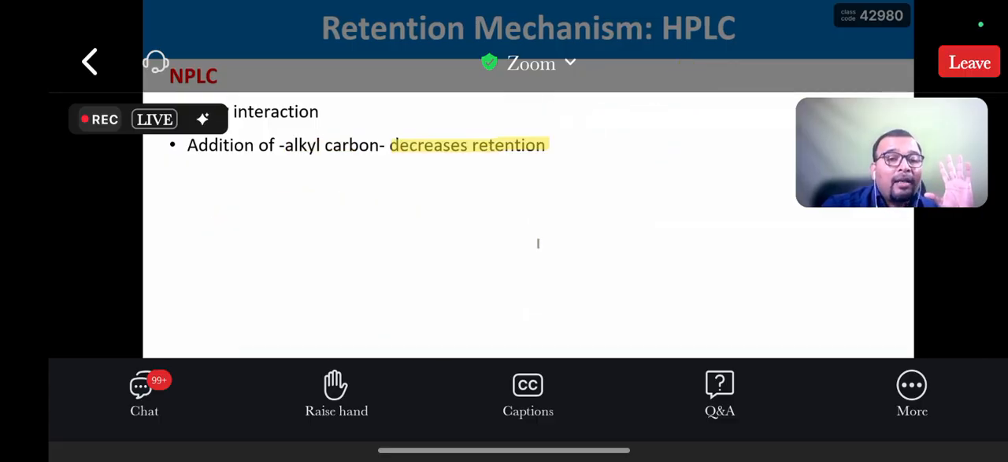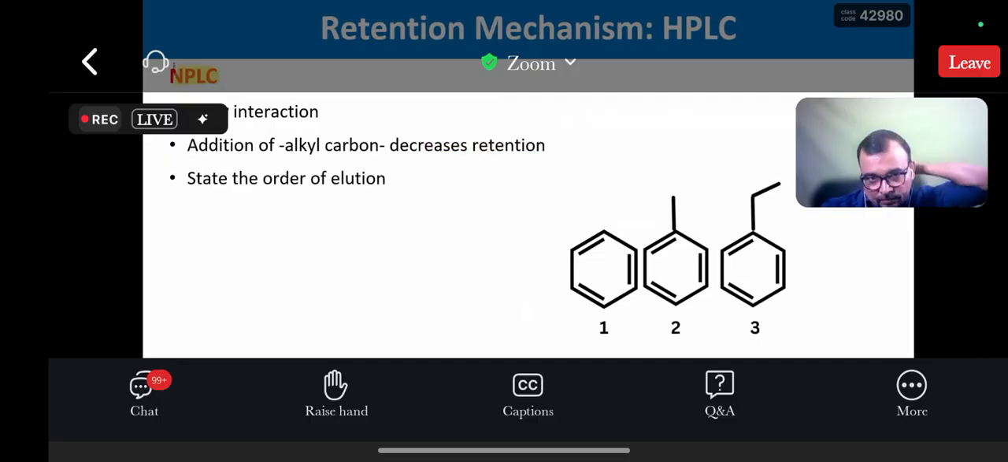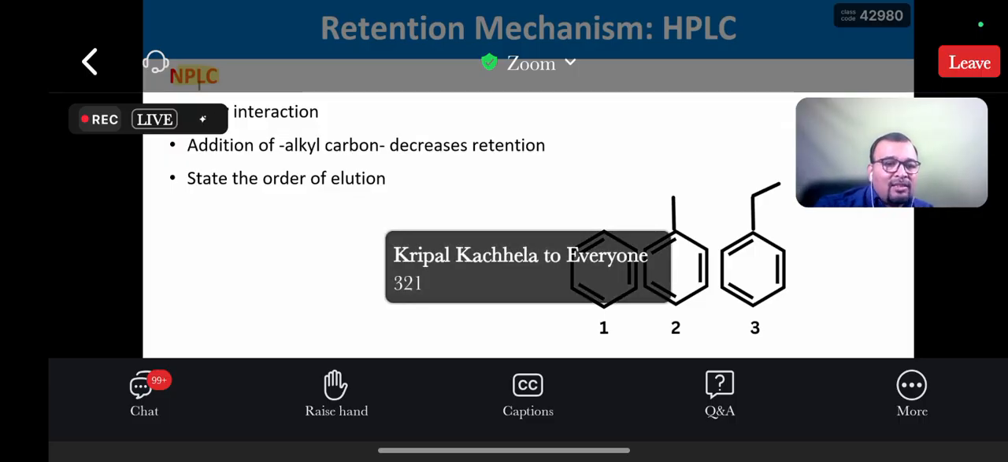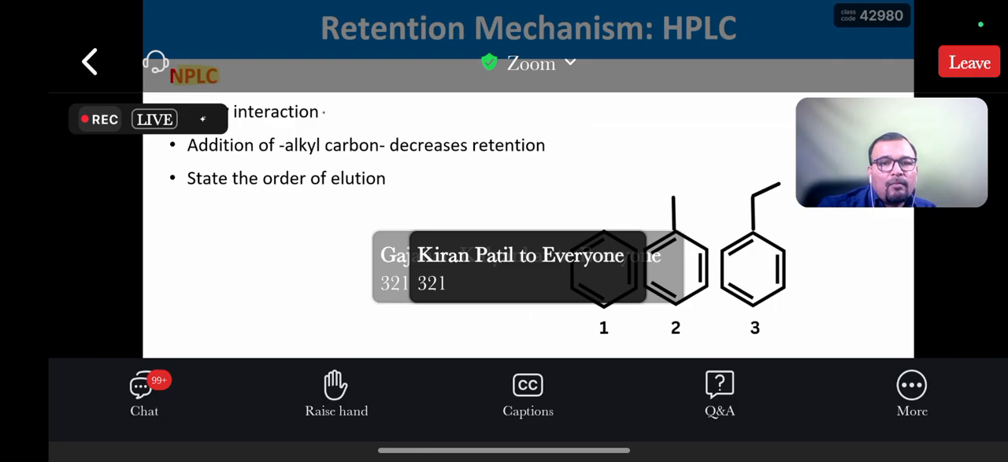Let us take the same example. State the order of elution in case of NPLC, normal phase liquid chromatography. These are the three compounds. You have the polar stationary phase. What is going to be the order of elution? 3 to 1, 3 to 1, yeah, makes sense. Thank you so much. Awesome.